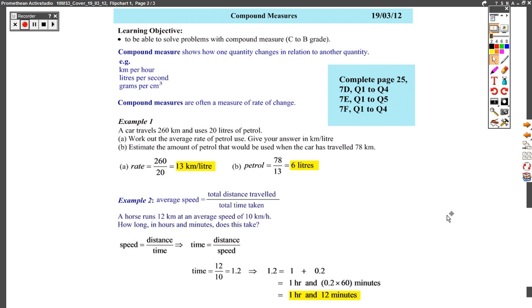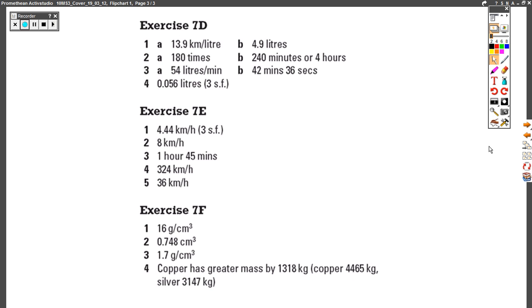After you've finished, you can check your work. The answers will be displayed. And here they are.